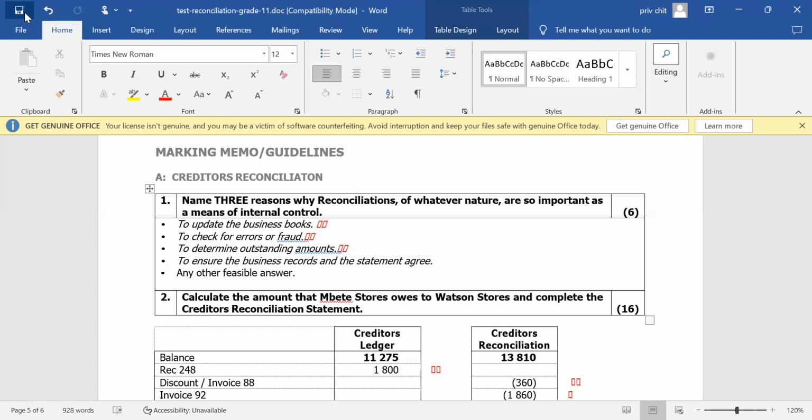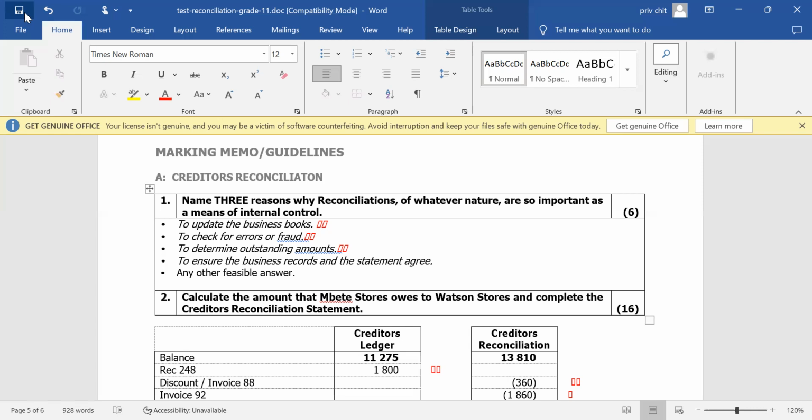Hello? Is the same as the creditor reconciliation balance. Exactly. Okay. Yeah.